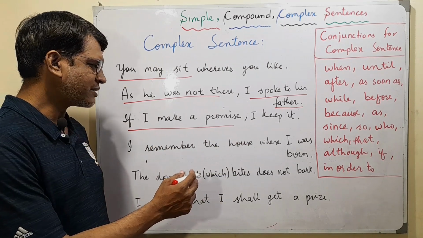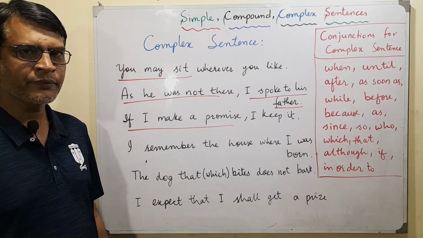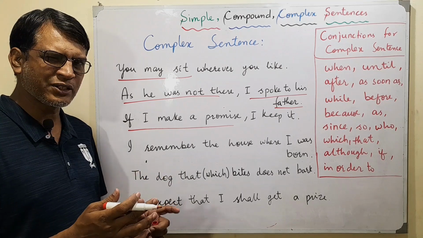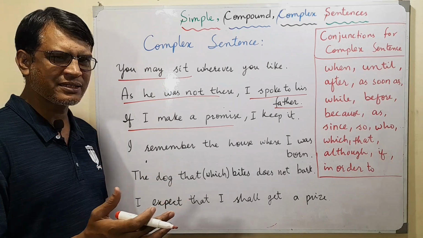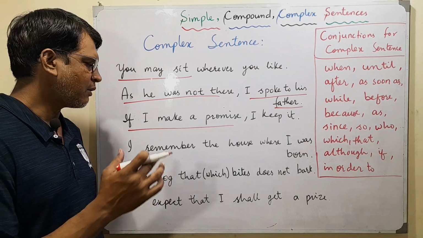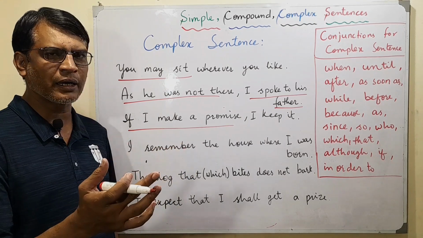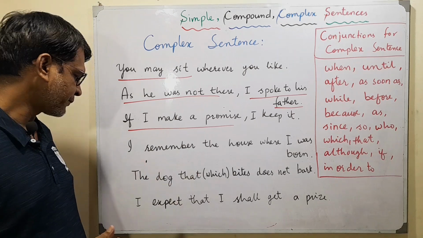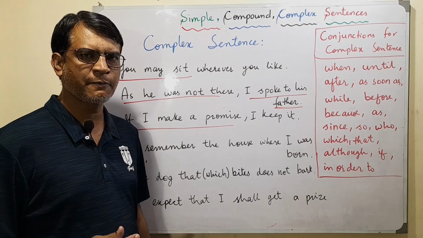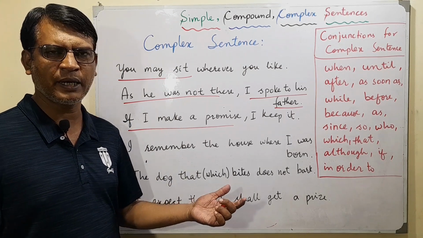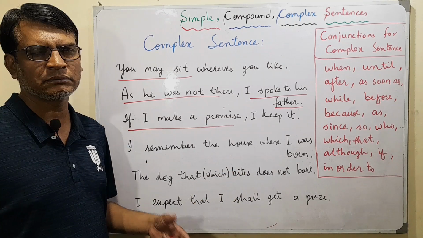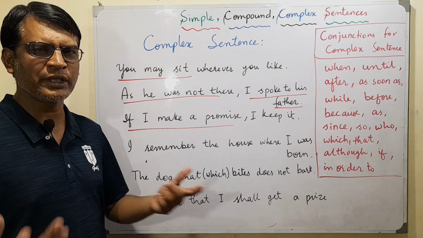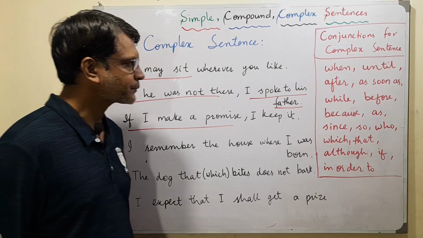"The dog that bites does not bark." Okay, this is a bit tricky because again it is in two pieces. "The dog bites", this is one piece, okay, "which does not bark", that's the other part. "I expect that I shall get a prize." "I shall get a prize", fine, no problem. Independent clause. "I expect that." What do you expect? You need to say something else.